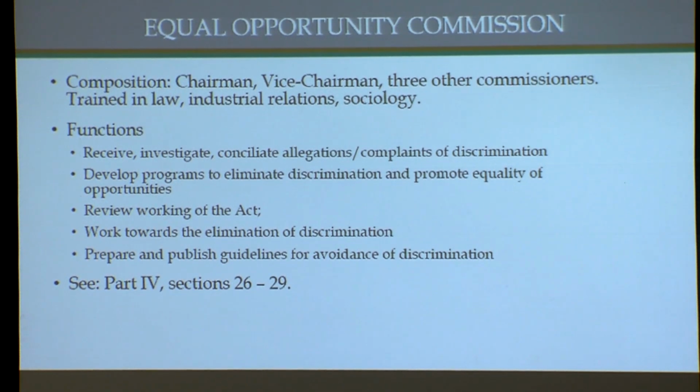So if you have a complaint, the first body that you'll interact with is the commission, and they will kind of evaluate the complaint. They have a lot of functions other than dealing with complaints too. One of the things is preparing guidelines. Anybody has the Equal Opportunity Commission guidelines on how to avoid discriminating against a person with a disability? Right? Another thing that they are supposed to do is develop programs to combat discrimination and promote equality. They're supposed to review the working of the act.